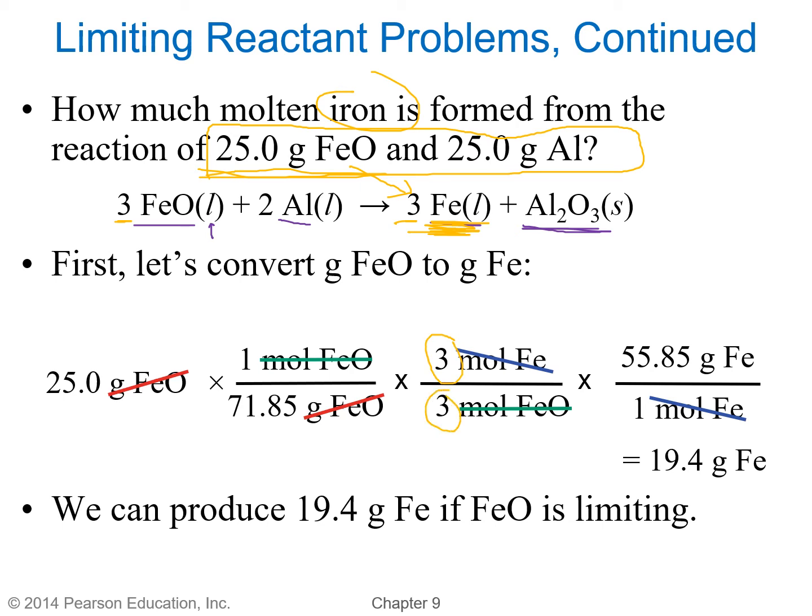First step, we have grams, we want moles, use the molar mass, moles on top, grams on bottom. Second step, convert from moles of iron(II) oxide to moles of iron. So iron(II) oxide on the bottom, iron on top. Last step, convert from moles of iron to grams of iron using the molar mass, grams on top and moles on bottom this time. So my 25 grams of iron(II) oxide will give us 19.4 grams of iron.